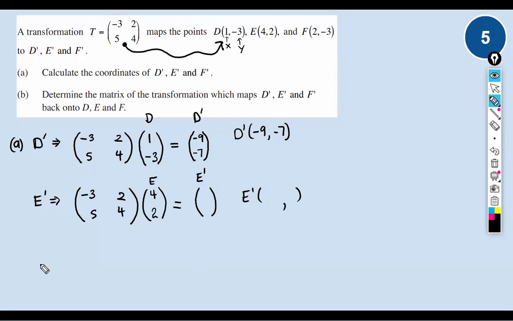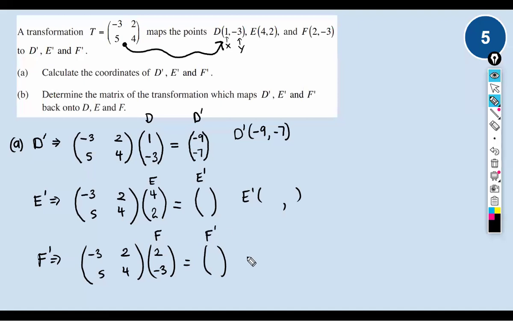And then you repeat the same thing to get F prime. Take the same matrix, and this time multiply it by F. When you write it horizontal like this, these horizontal answers will be your final answers. Where I have the arrows, those are the actual final answers.